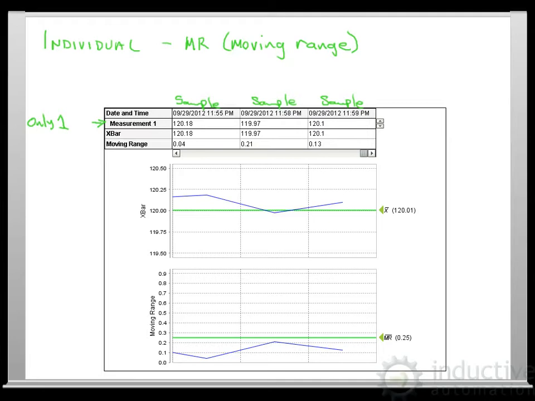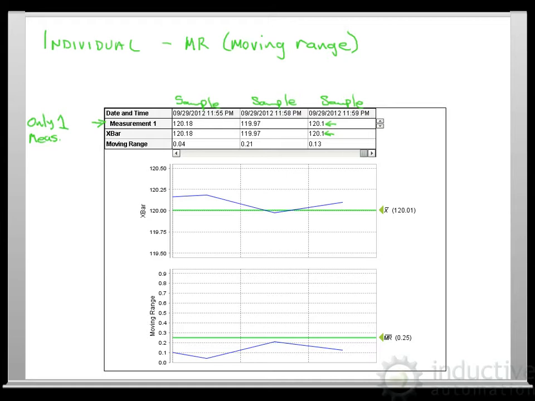So for starters, we have the X-bar. Before, that was the average. But in this case, it doesn't apply because we're not averaging. So what you see here matches what's up here, and it will for every sample. So every sample only has one measurement, and it will equal the X-bar.